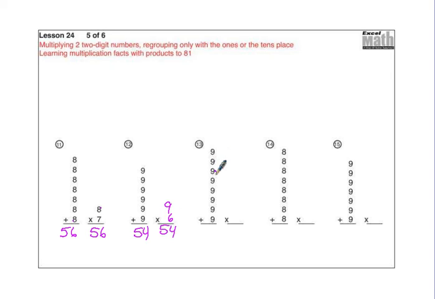1, 2, 3, 4, 5, 6, 7, 8. This is 9 times 8, which is 72. And that would be 72 as well. 1, 2, 3, 4, 5, 6, 7, 8. We have 8 8s. And 8 times 8 is 64. And here we have 1, 2, 3, 4, 5, 6, 7. 7 9s. 9 times 7 is 63. And that's your answer.